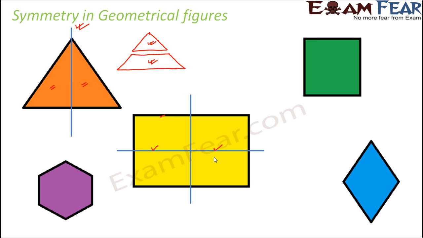Now let's look at this line. Do you think this line is also a line of symmetry? Yes, we think so, because in this case again you see this half is a rectangle and this half is also a rectangle, which are identical and they are also mirror images. So this rectangle has two lines of symmetry, one horizontal and one vertical. Let's focus on the square now.